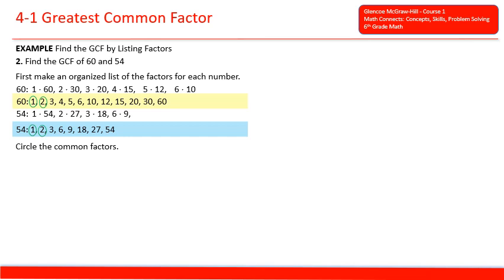So 1, 2, 3, 6. So the common factors of 54 and 60 are 1, 2, 3, and 6. And the greatest common factor is 6, because that's the biggest common factor.